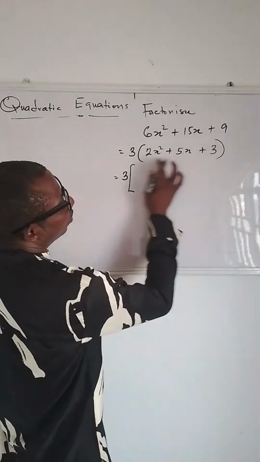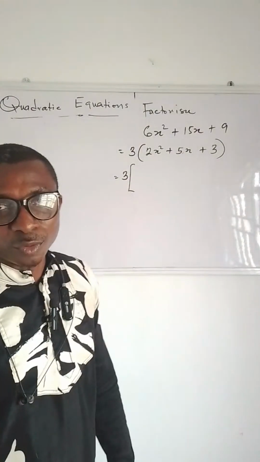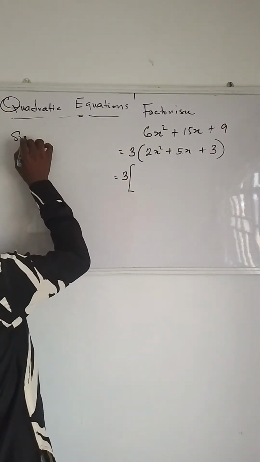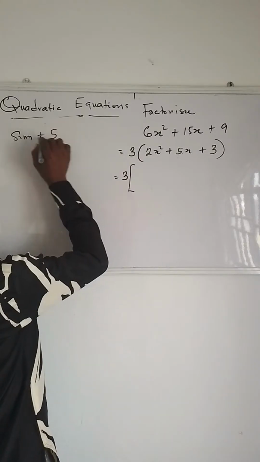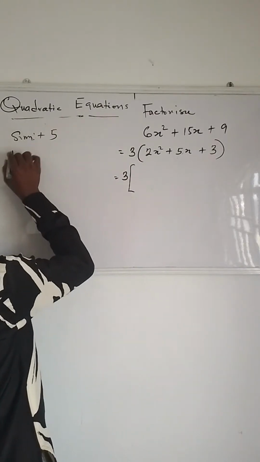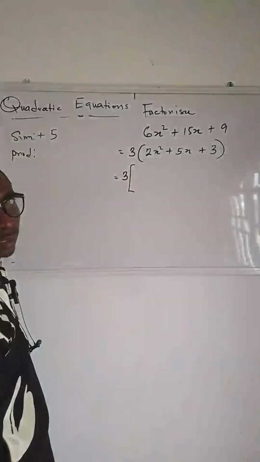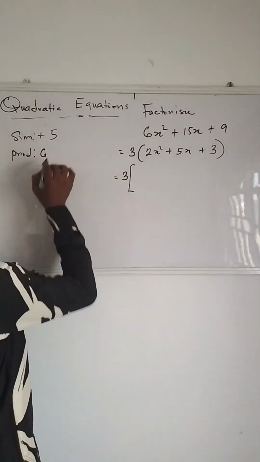Now here, look at what we have inside the brackets. We can look for the sum and product. Now the sum is what? Sum is plus 5. And the product is what? 2 times 3. 2 times 3, that's 6.